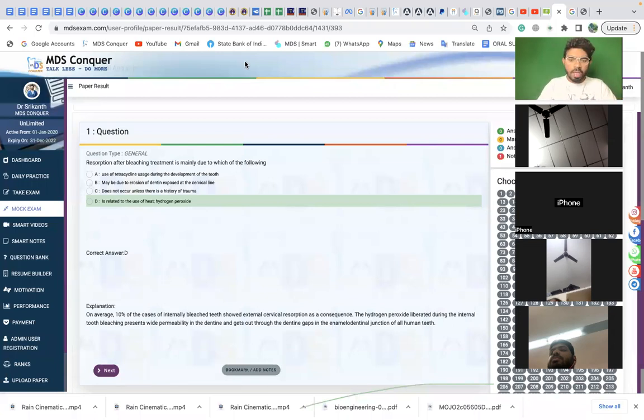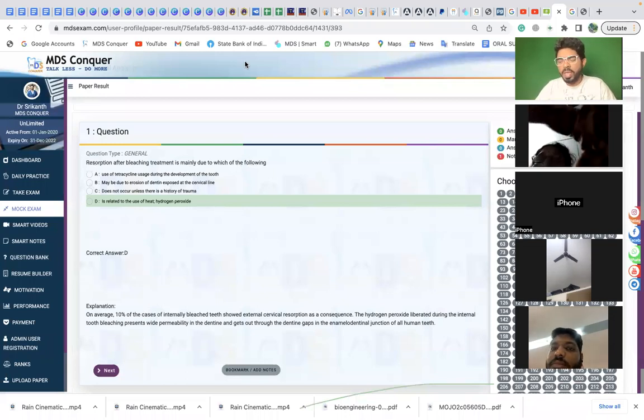Okay, right. So now I'll be jumping into the question paper. Question number 1: resorption after bleaching treatment is mainly due to which of the following? Yes, of course, few people may be confused with option B and option D. Option A cannot be answered. So I'll consider this a known question, but a bit difficult. So I'll be keeping this question in column 2.